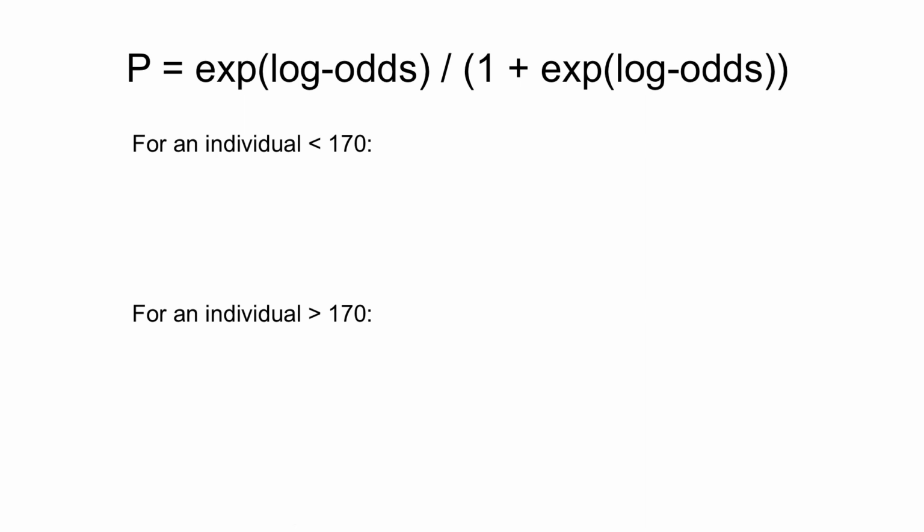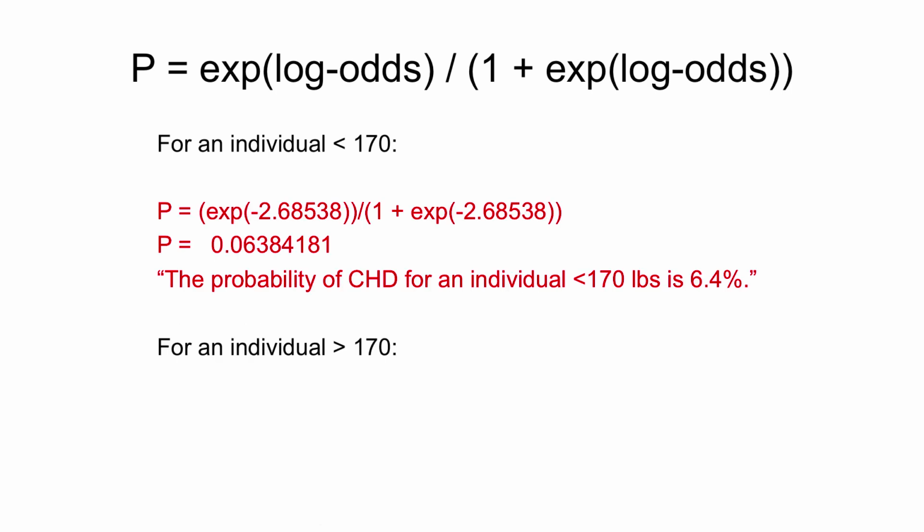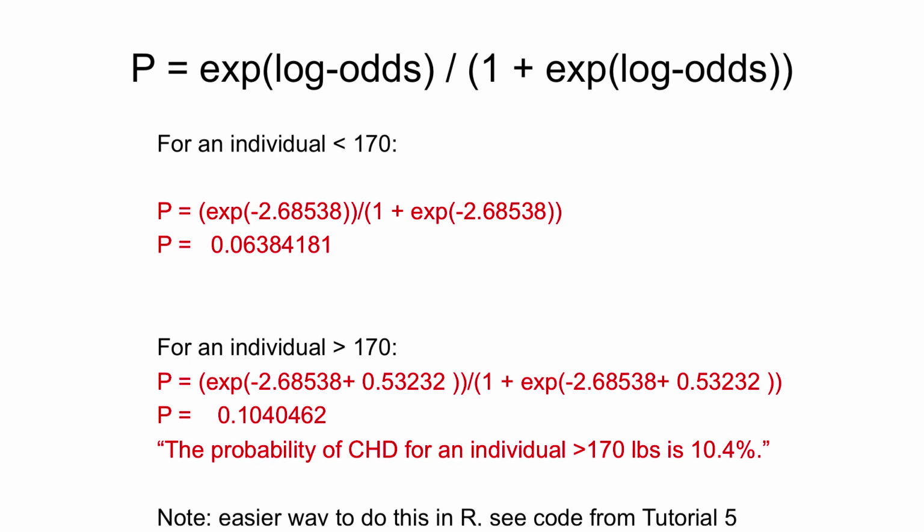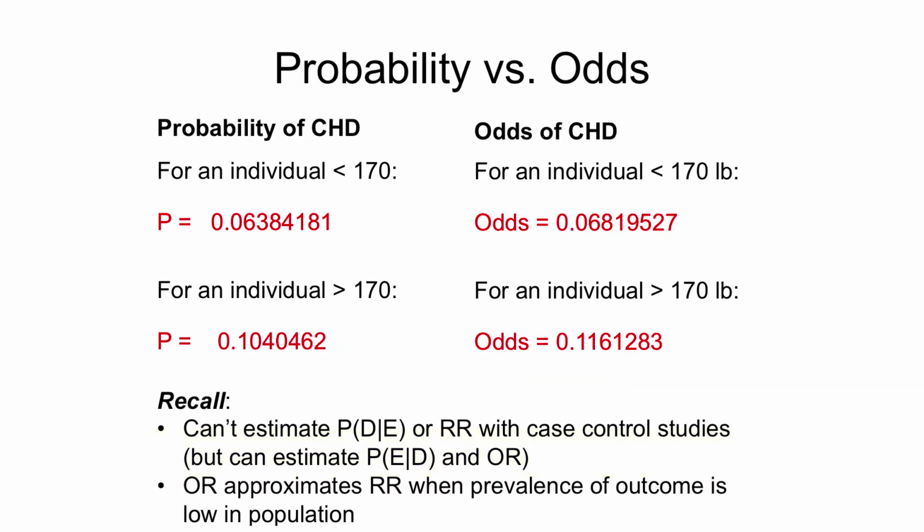So let's revisit our same example and look at how we would calculate the probability of CHD. Since p equals exponentiated log odds over 1 plus exponentiated log odds, we plug in our log odds values from our output, and this gives us a probability of the outcome of 0.064. We follow the same process for an individual greater than 170 pounds and get a probability of 0.10. We would interpret this as the probability of CHD for an individual greater than 170 pounds is 10.4%. This slide summarizes the odds and probability of CHD for each of the two weight categories.